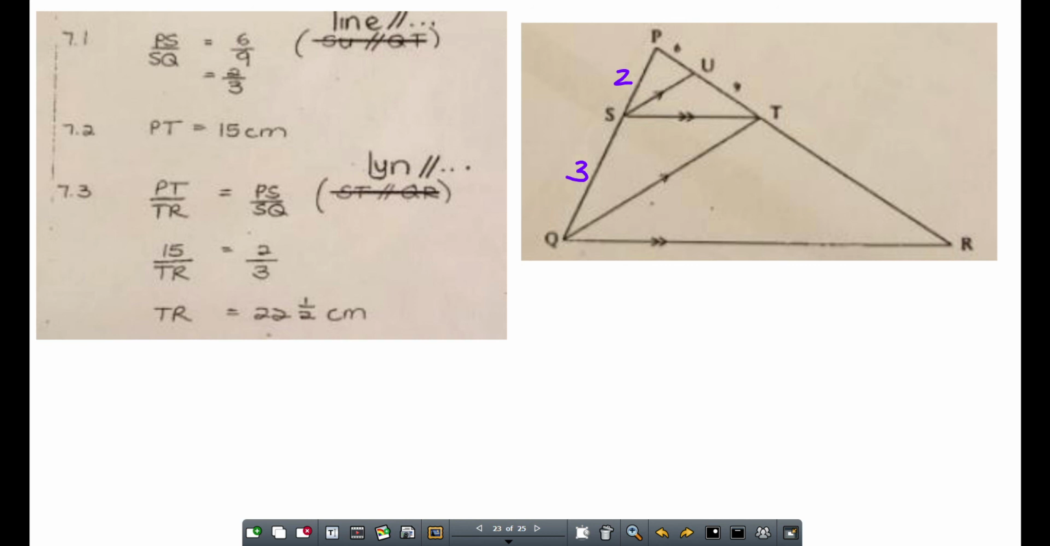Calculate the length of TR. Nou dis nou waar ons eintlik moes gewerk het. We're going to use this big triangle, right? And we're going to say PT over TR is equal to PS over SQ. Now let's go substitute in. Ons weet dat PS is 2 en SQ is 3. En vir PT het ons nou net gesê is 15. So dan is dit net mooi gaan oor kruismaal. So TR will be 22.5 centimeters.